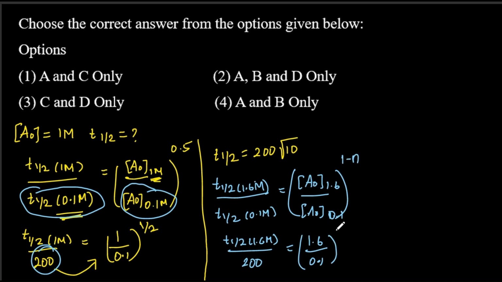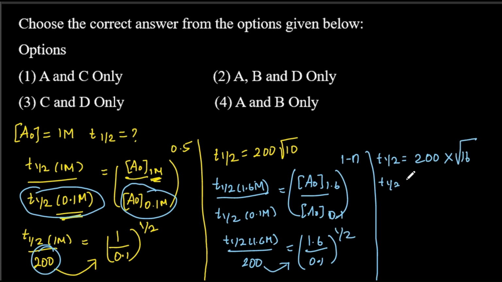So 1 minus 0.5 is 0.5. So when you substitute, T half is equal to, take this 200 to the right hand side, 200 into, so 1.6 divided by 0.1 is 16, and 0.5 is nothing but 1 by 2. So 1 by 2 is square root. So T half equal to 200 into square root of 16 is 4. So T half equal to 200 into 4 is 800 minute.